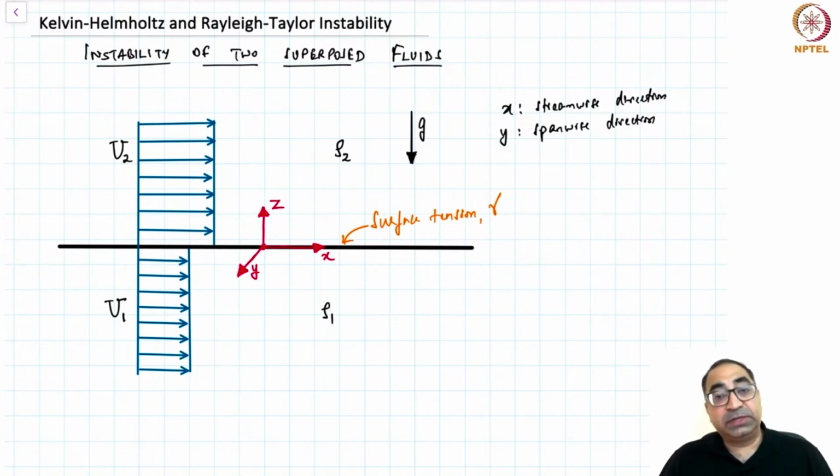Now, without any loss of generality, we can choose to place the origin at the interface separating the two fluids. So x is what's called the streamwise direction, y is the spanwise direction, and z is the direction in which the properties are changing in space. Now, the two streams have a uniform velocity, that's u1 and u2 as shown in the figure.